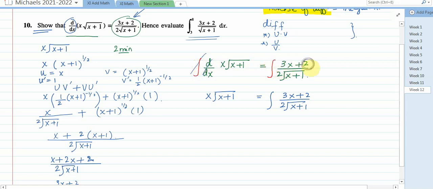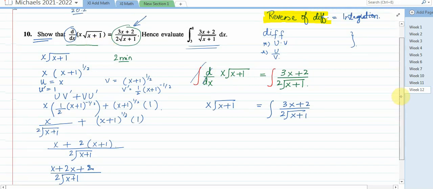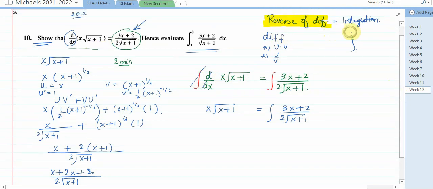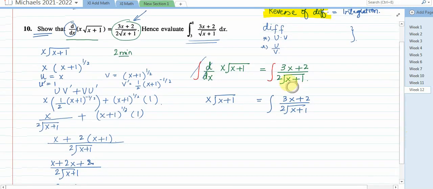So you got the integral of this function with the help of your differentiation, and that is why we refer to this topic as reverse of differentiation equals integration, or reverse of integration equals differentiation, right? In order to find the integral of this part, we cannot do it directly. That is why this question was given prior to it. So first you need to solve this function, and once you got the expression, then you can apply the integration on both sides. You got the integral of this part.